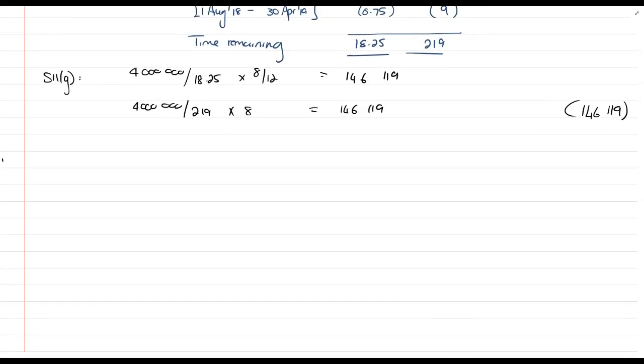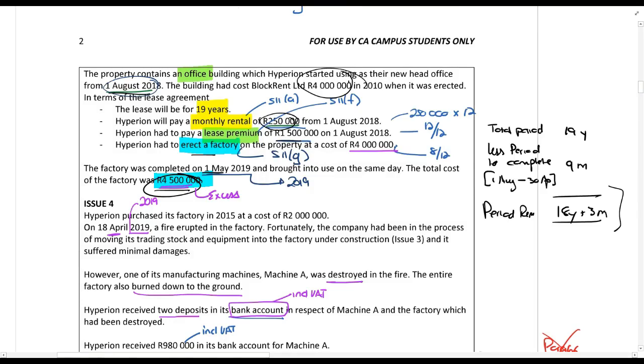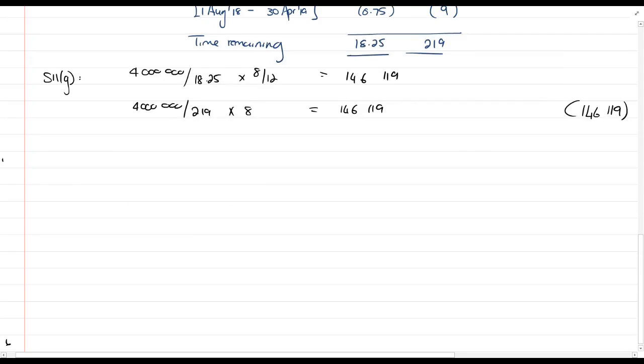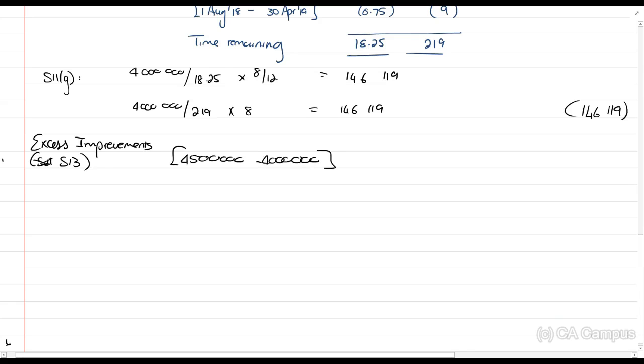Right, so that was on the 4 million rands, but we spent 4.5 million rands, and we only used 4 million rands in section 11G. So now we get for the excess improvements under section 13, that'll be 4.5 million minus the 4 million, gives us 500,000 times 5%.